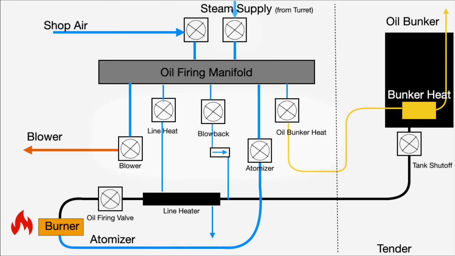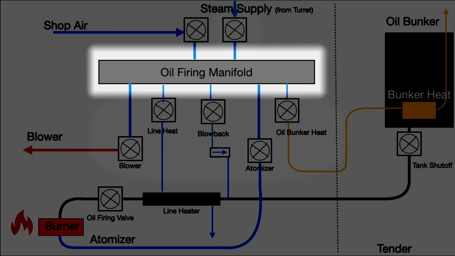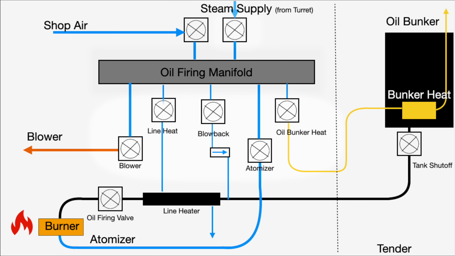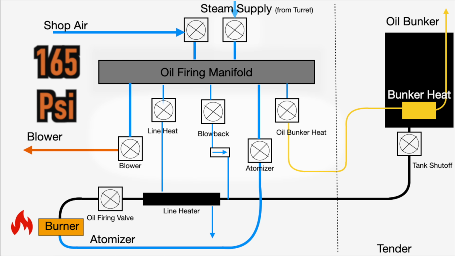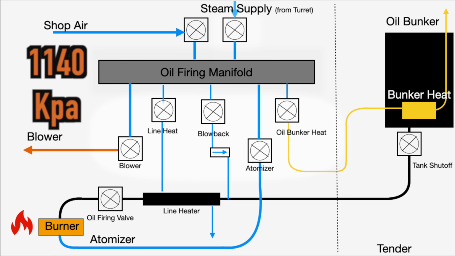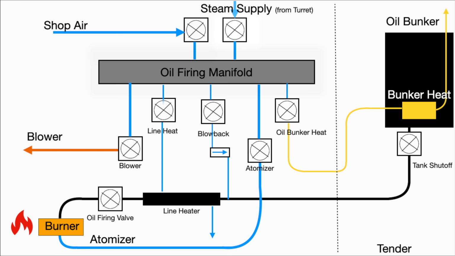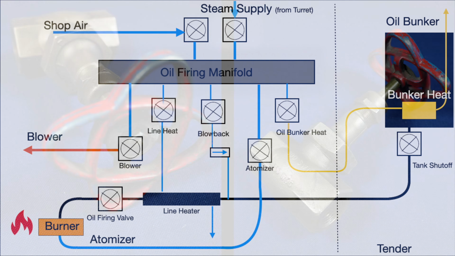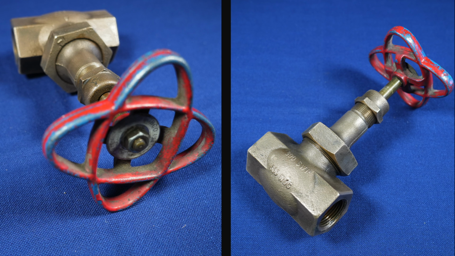Both of those are going to charge the oil firing manifold with approximately 165 pounds per square inch of air or steam. Once the oil firing manifold is charged with steam or air, we have a series of valves which control the various functions of the oil firing system.